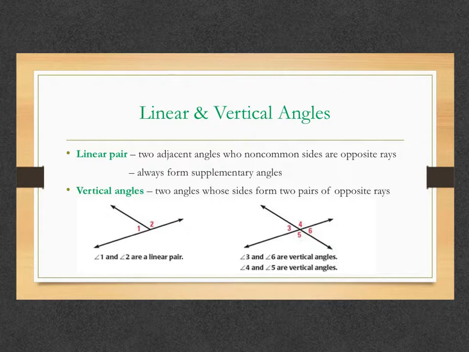So in the diagram at the bottom, 1 and 2 are a linear pair, which means they would be supplementary or add up to 180. And on the right-hand side, 3 and 6 are a pair of vertical angles, and 4 and 5 are a pair of vertical angles.